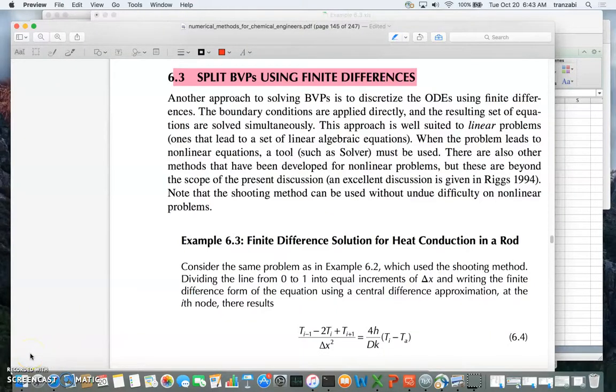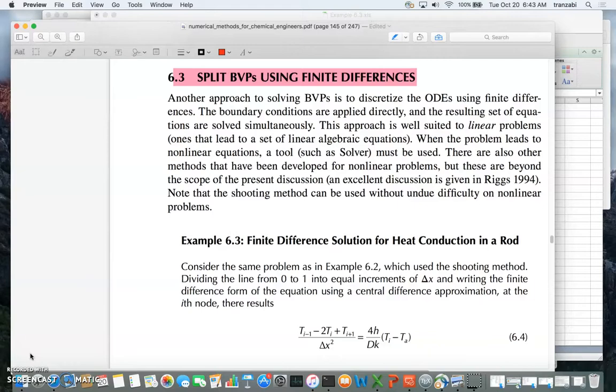Welcome back to CHE205. In this video, I'll be talking about another example of solving second order or higher order differential equations without splitting into a system of equations of first order. This time we're going to use direct finite differencing to discretize the differential equation.